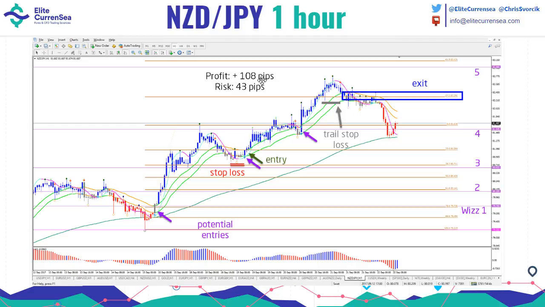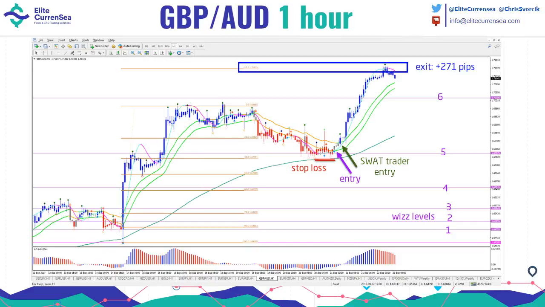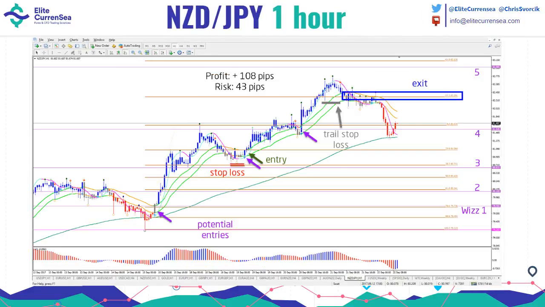So 108 pips, 168, and 271. That's 550 pips over 3 trades. It's a lot, but it's not necessarily unusual for SWAT. And it's not only me. I'm hearing this back from the SWAT trading community. It's still small at the moment because we just started, but I think in due time we're going to get more and more traders that see the value.